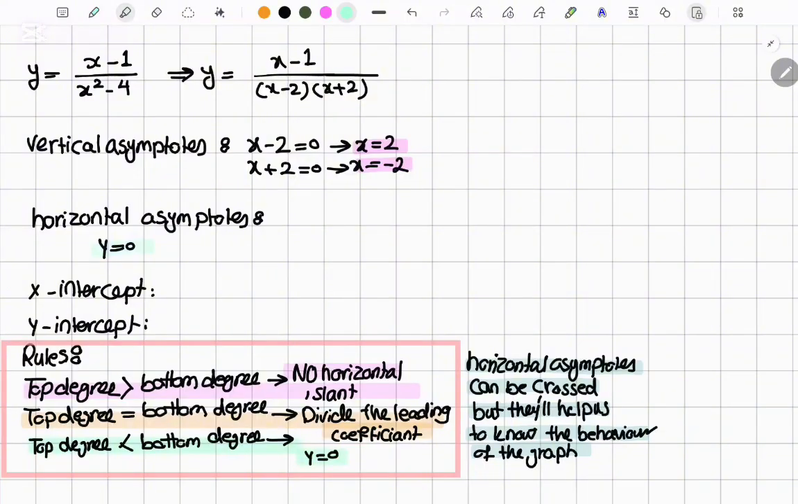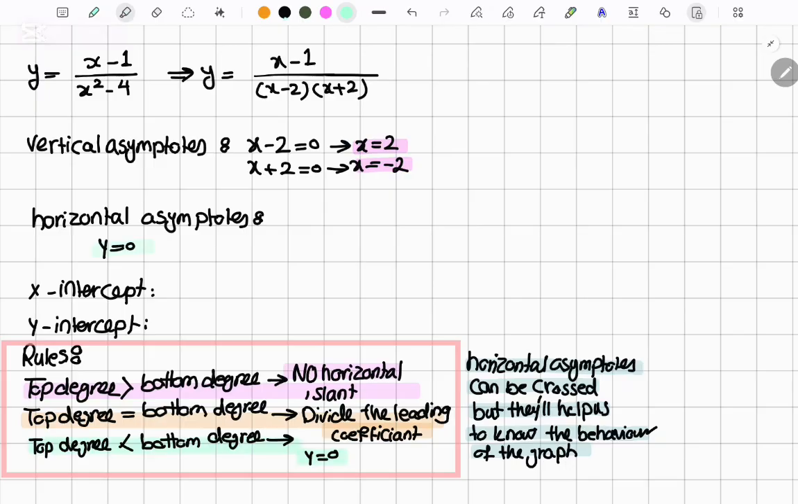So you might think that, okay, if they can't get across, why are we finding them in the first place? Guys, they will tell us about the behavior of the graph, okay? And the behavior of the graph is very, very important for us, and it's going to help us to be able to graph the function, okay?